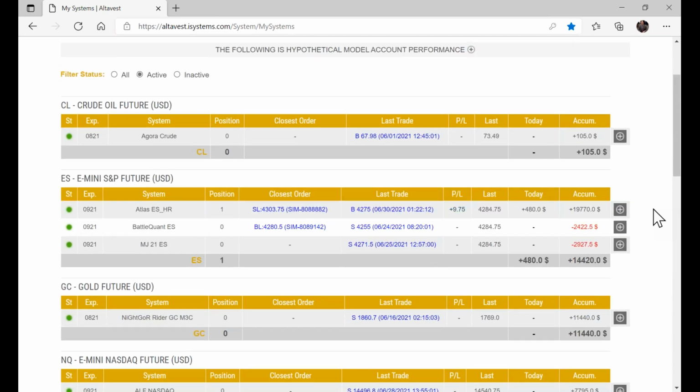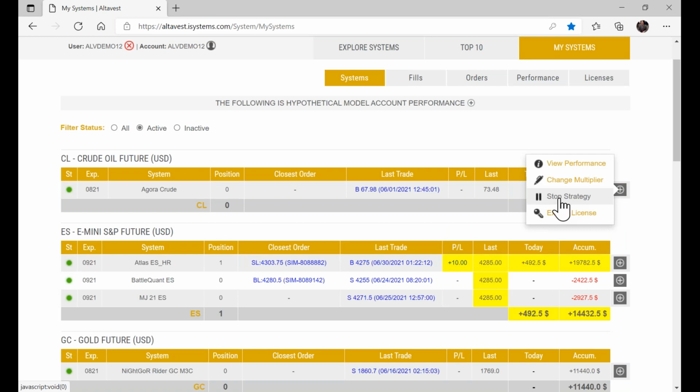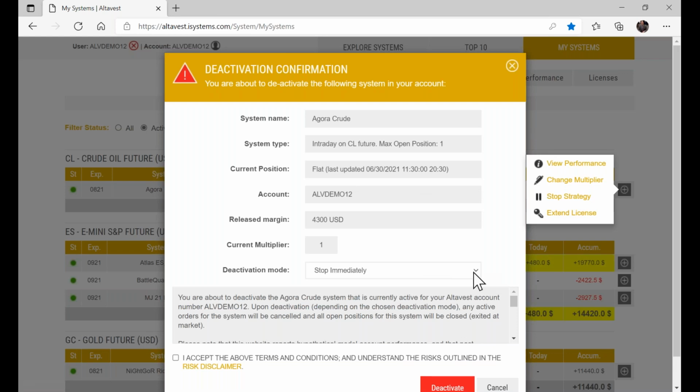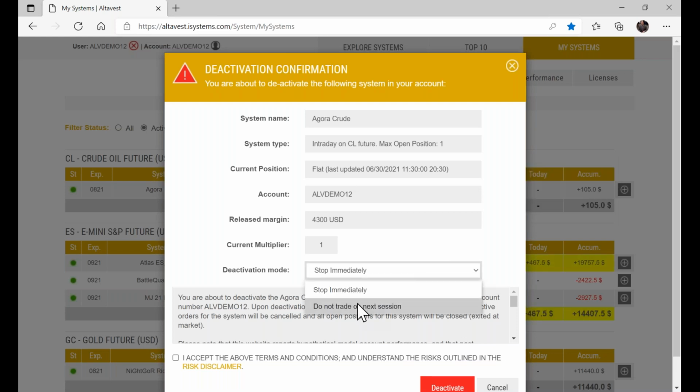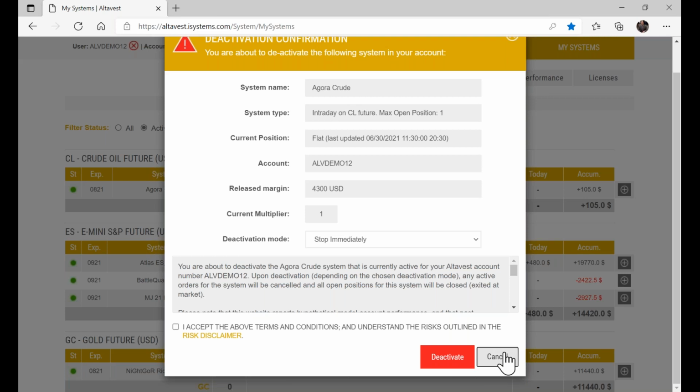Now, if you wanted to deactivate a system, see this little target here, this little plus, you would simply stop strategy and it will give you this window, and you can choose to stop it immediately or simply not take the next signal. So just get out of the current signal according to plan and not take the next signal, and then you click deactivate, and it's just that easy.